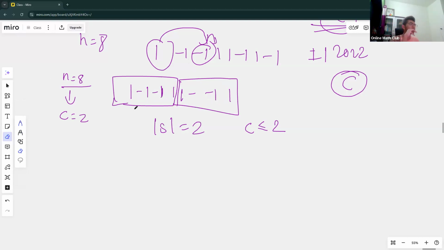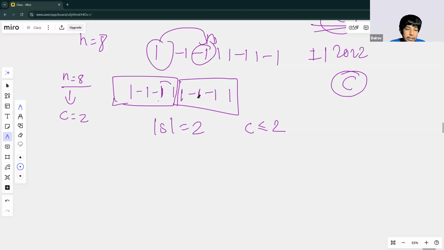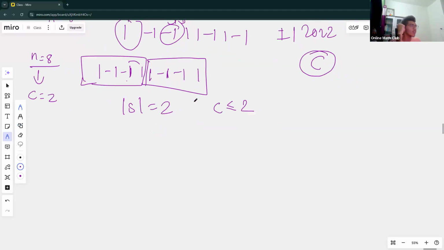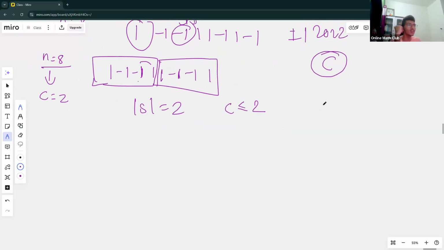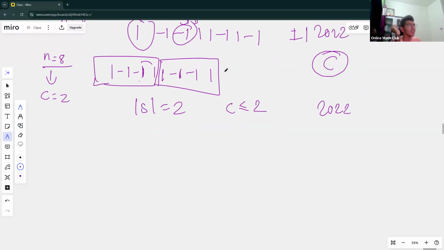Okay. Yes, in this case, this will give 3. But in general, I guess it will give n by 4 plus 1. Yeah, right. Okay. So the thing is we have 2022, which is 2 mod 4. So at the end we will have some other numbers, 1 and minus 1. And if you try to go for this one, you will have to destroy one of the ones, I guess.